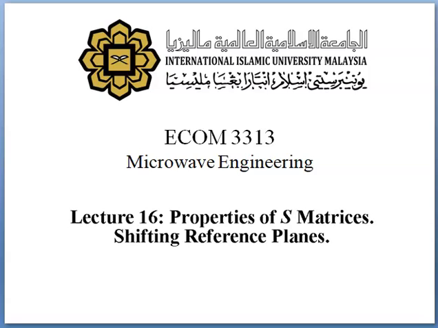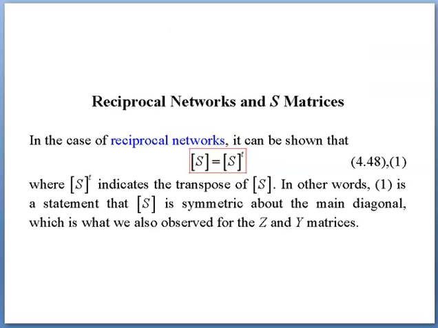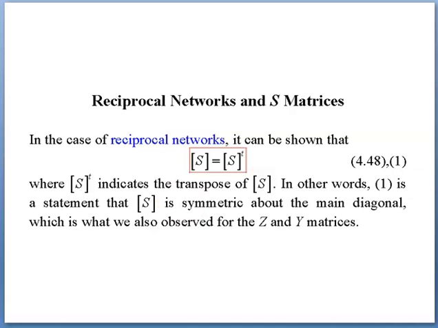Let us continue with lecture 16, the properties of S matrices and the shifting of reference plane. For reciprocal networks and S matrices, it can be shown that S is equal to S transpose, where S^T indicates the transpose of S. So in other words, S is symmetric about the main diagonal, which is what we also observe for the Z and Y matrices.